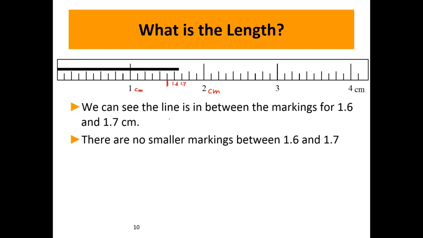Now, there are no smaller markings between 1.6 and 1.7. What do you think? Is it closer to 1.7 or is it closer to 1.6? Well, closer to 1.7 for me. It is a little closer to 1.7. I would agree with that. So if you were going to estimate, what would you say this is? 1.6 what?